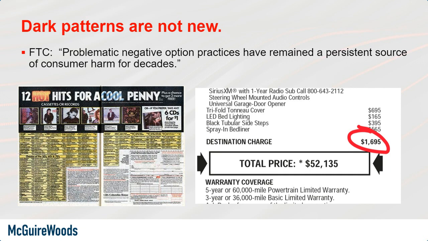So dark patterns are not new. We have a quote here from the FTC. The FTC, in the negative option rule, acknowledges that this has been a persistent source of consumer harm for decades. So even before this whole digital idea, dark patterns existed and they were a problem. It's just now it's a lot more prevalent because it's digital, and it's a lot easier in some ways to enforce because the FTC doesn't need to go to a particular car dealership. They can just get on the website and see what the problem is. So that's one thing I wanted to note.